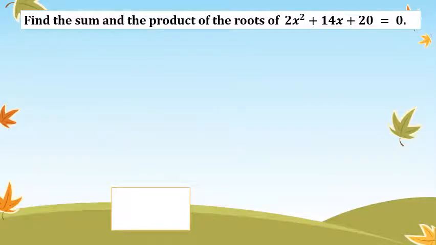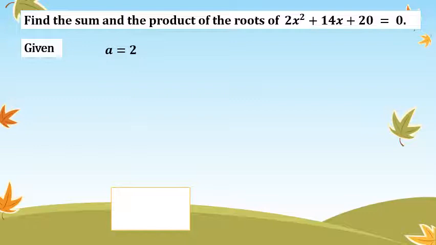For instance, kailangan natin sagutin ito. Find the sum and the product of the roots of 2x squared plus 14x plus 20 equals 0. Ang gagamitin natin ay sum of the roots and product of the roots. Kunin muna natin ang given.